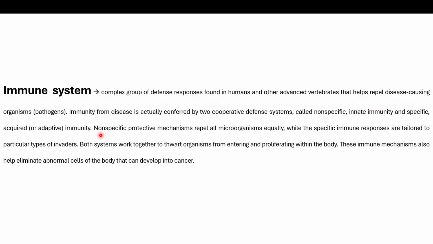So, very briefly, non-specific protective mechanisms help in repelling all microbes equally, whereas the specific immune responses are tailored to particular types of pathogens. However, both innate and adaptive immunity systems work together to prevent organisms from entering and proliferating within the body. These immune mechanisms also help in eliminating abnormal cells of the body that can develop into cancer.